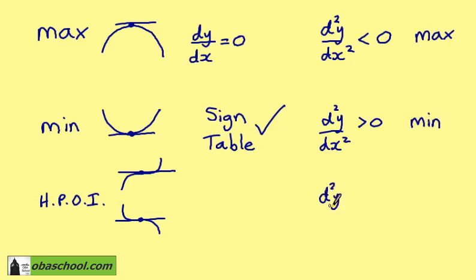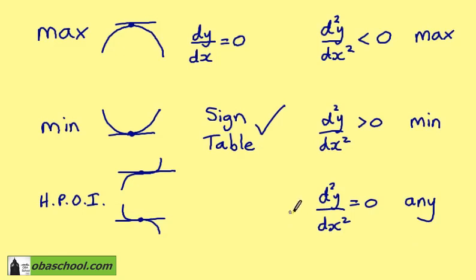The drawback with this method is that if d²y/dx² is equal to 0, it could be any of the types of turning point. So if we get d²y/dx² equal to 0, it could be a maximum, or a minimum, or a horizontal point of inflection. However, using d²y/dx² is much quicker than using the sign table.